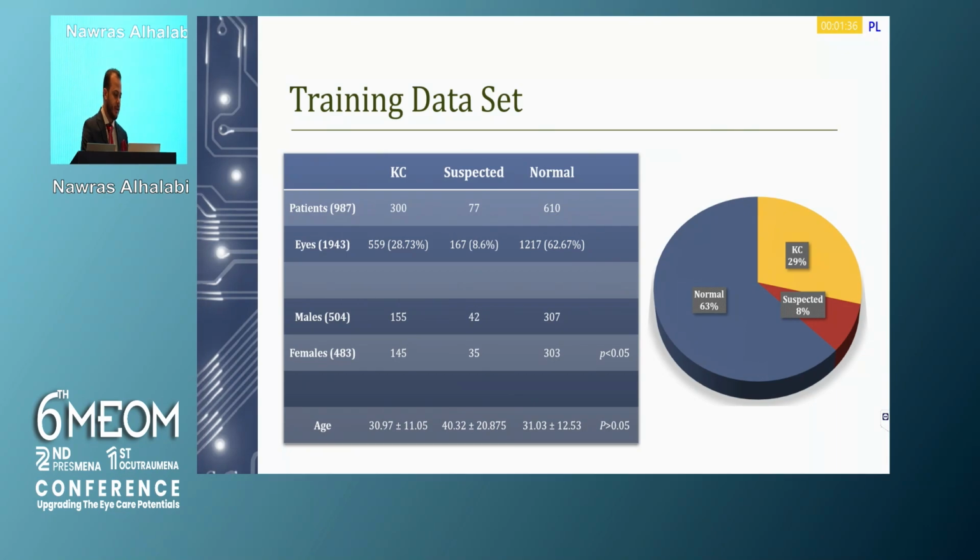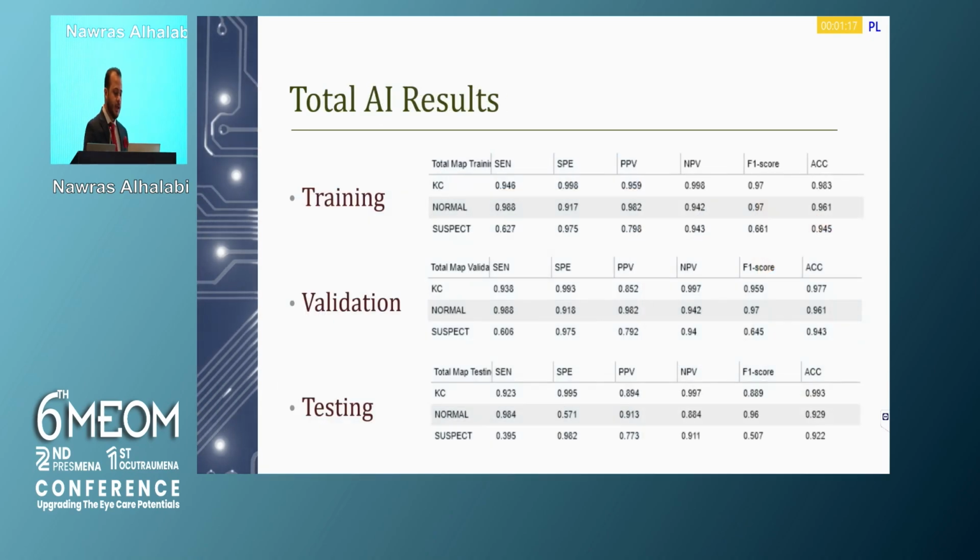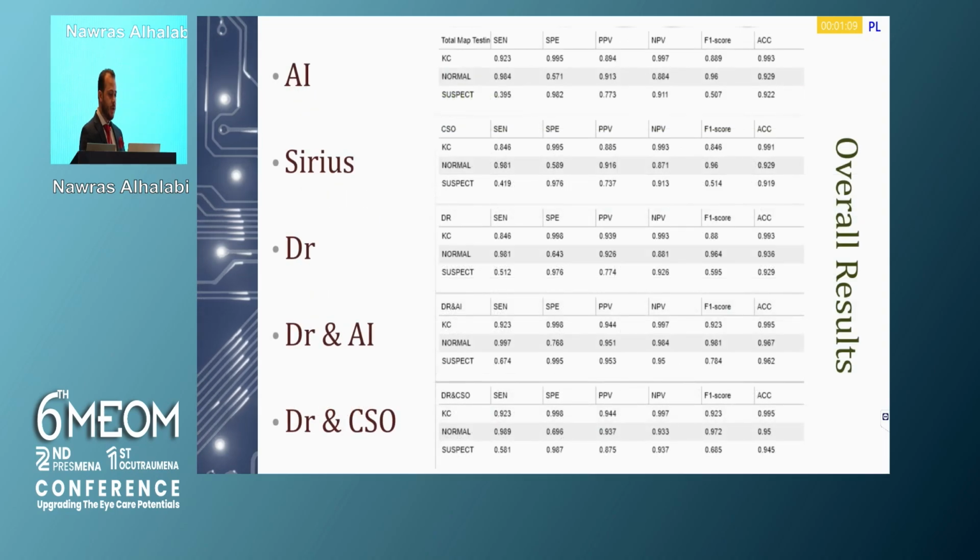As a result, we had 1,943 eyes for the retrospective data. 30% were keratoconic, which may be due to the retrospective nature of the study. Then the testing data were only 3% keratoconic because we took the data cross-sectionally for 422 eyes. We had very high sensitivity, specificity, and other variables for training, validation, and testing, which gives us very consistent results for the model.